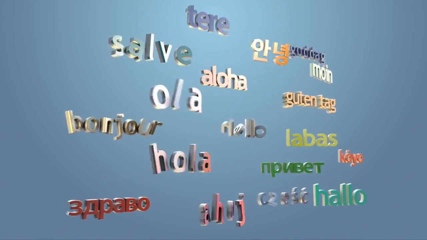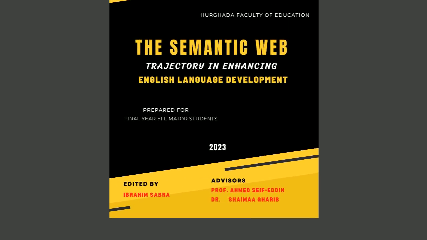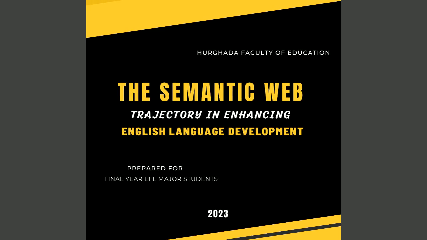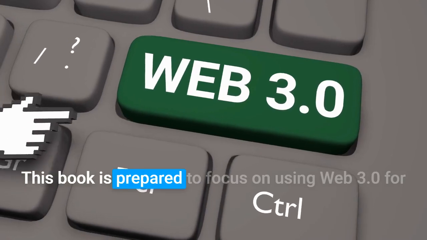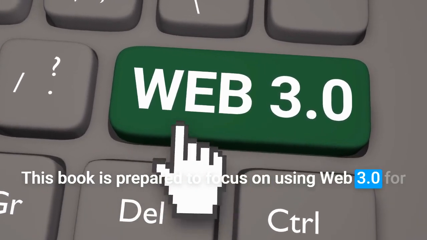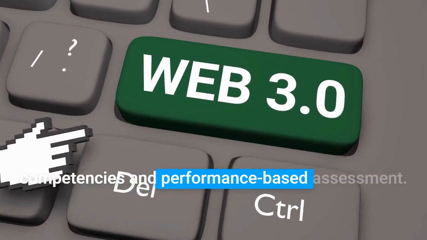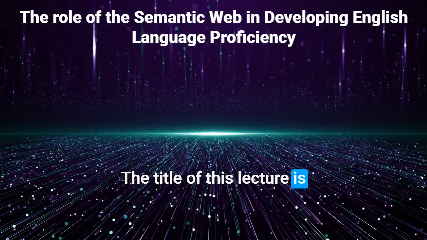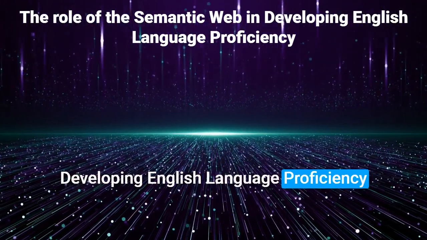Welcome to the 5th lecture of our series of the book, which is entitled The Semantic Web Trajectory in Enhancing English Language Development. This book is prepared to focus on using Web 3.0 for developing pre-service English language teachers' competencies and performance-based assessment. The title of this lecture is The Role of the Semantic Web in Developing English Language Proficiency.